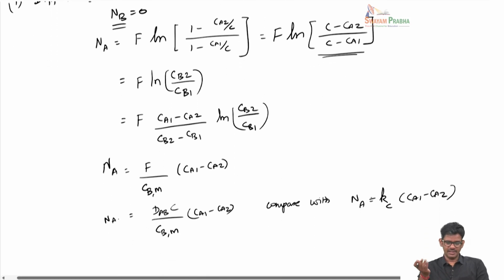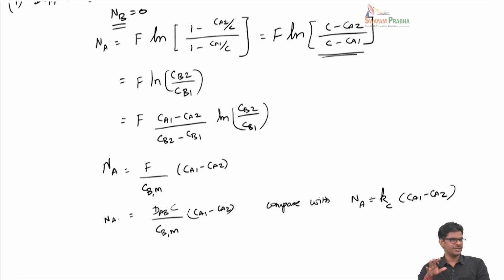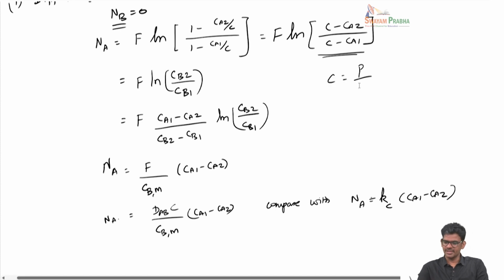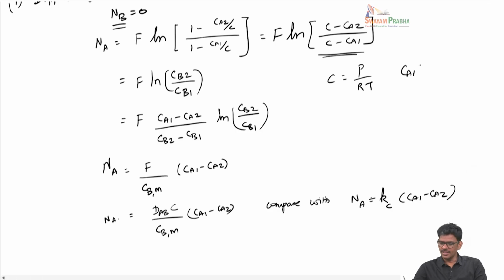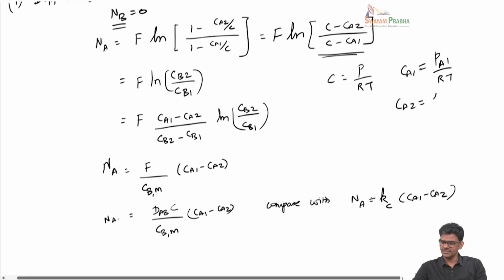If you apply this for a gas phase, concentrations are written in terms of pressures. For example, C can be written as total pressure by RT. If I want to write Ca1, I can use the partial pressure of A1 by RT, or Ca2 as the partial pressure of A2 by RT. These are things that are happening at constant temperature and constant pressure.